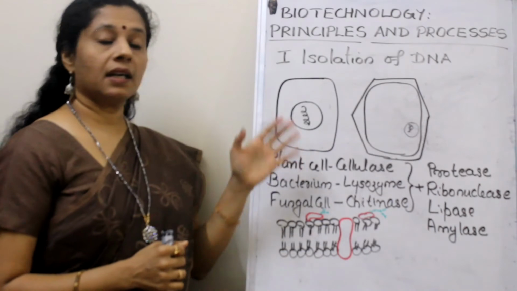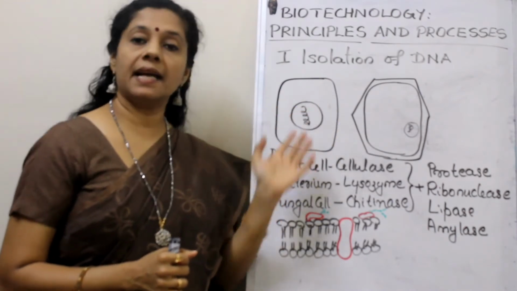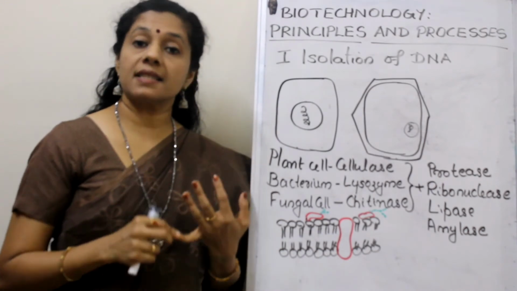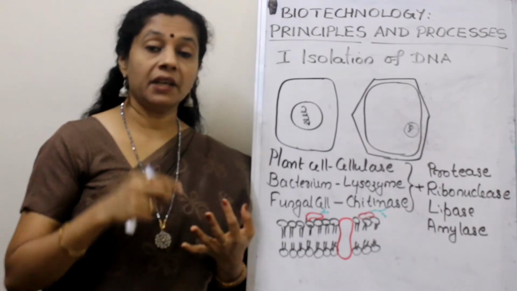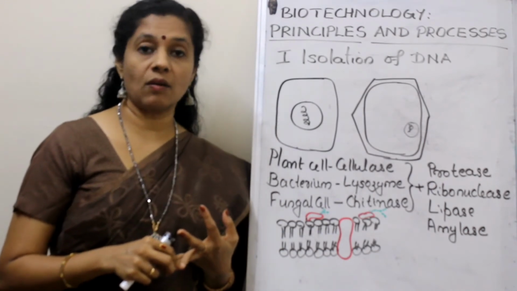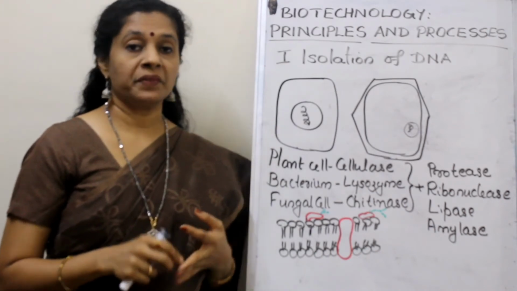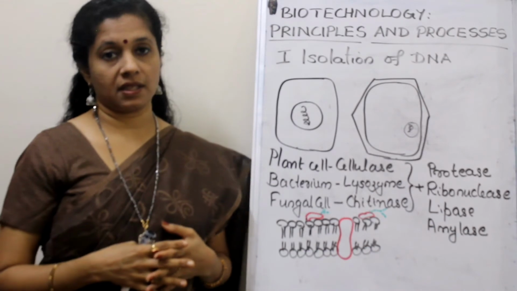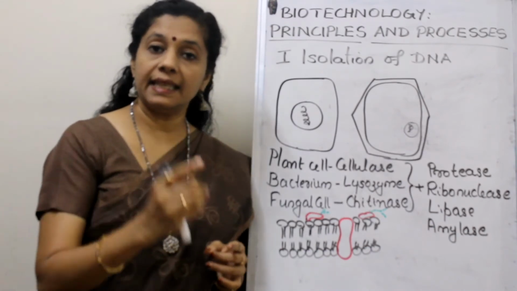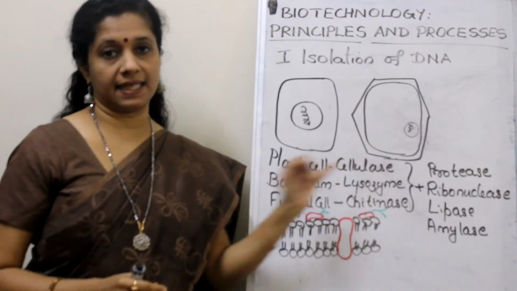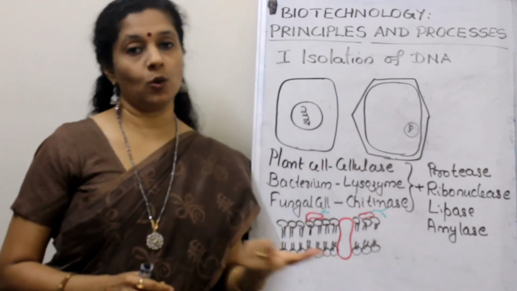First, the complication is, if it is an animal cell, there is no cell wall. But if it is a plant cell, there is a cell wall made up of cellulose. If it is a bacterial cell also, there is a cell wall, or if it is a fungal cell also, there is a cell wall. So we need to digest the cell wall first. If you want to isolate DNA from a plant cell, first it has to be treated with the cellulase enzyme. Cellulase will digest cellulose.